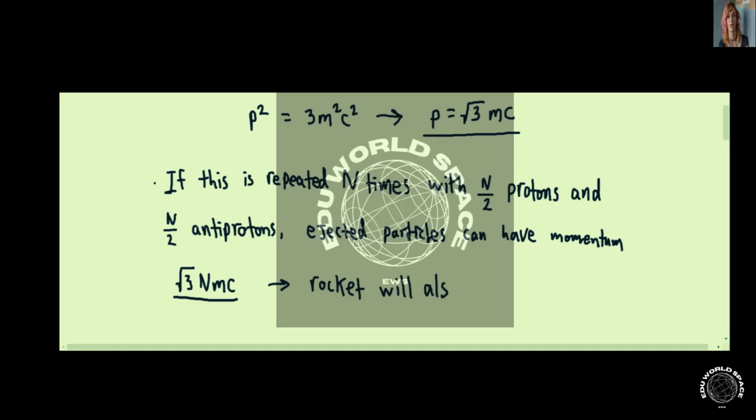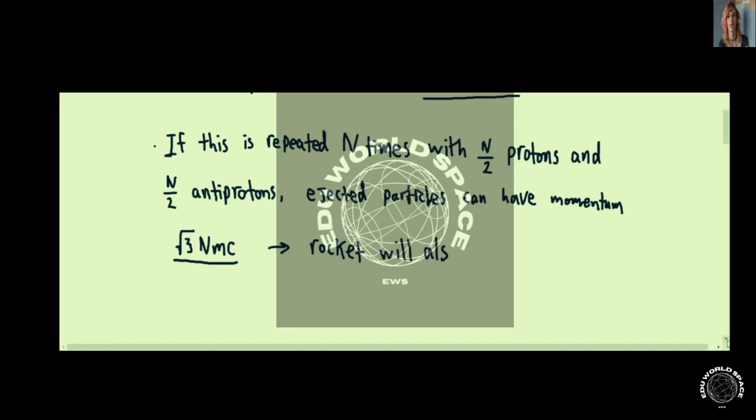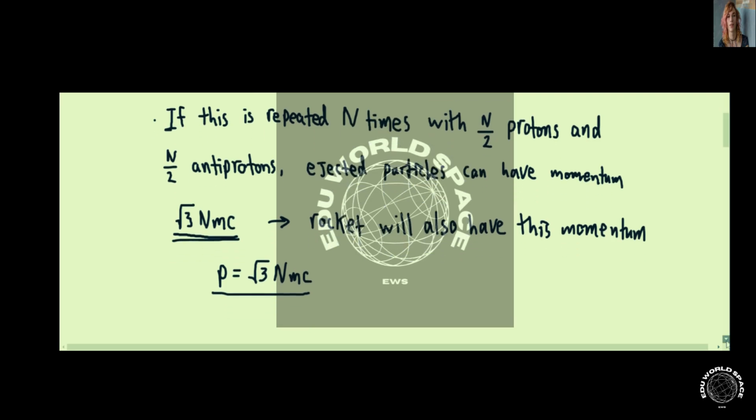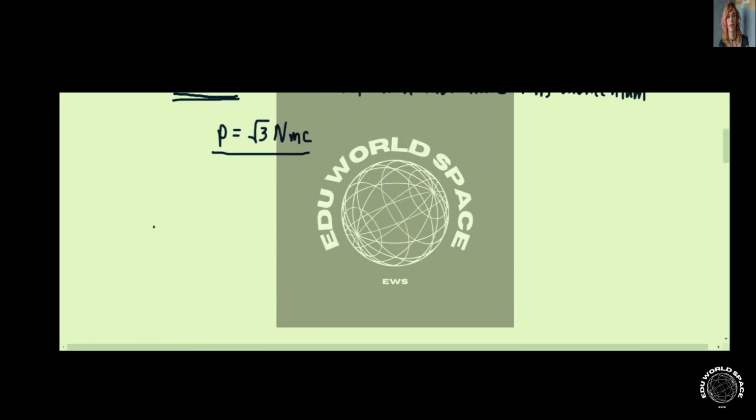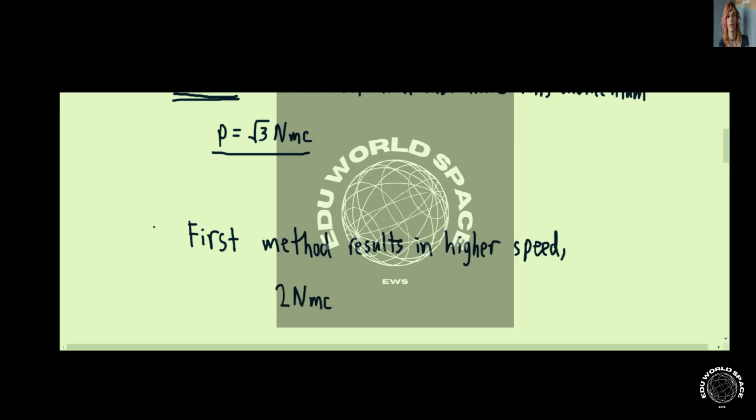So that's actually the momentum the rocket will have, because that's what's transferred essentially to the rocket as far as momentum. So p will equal square root of 3 n mc for the rocket's momentum. So between these two processes, we see that the first process is more effective, because we get a higher speed for the rocket. 2n mc is greater than the square root of 3 n mc. So this first process is more effective.